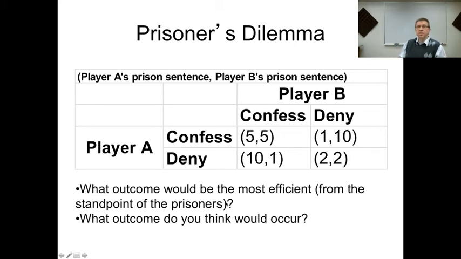So a couple of questions then to think about, and once again, you may want to pause this for a moment to think about these two questions. First question, what outcome would be the most efficient from the standpoint of the prisoners? And what outcome do you think would occur in this game? And for this, I want you to make the assumption that the only thing that matters is these payoffs that we see, that nothing else matters. What outcome do you think would occur? You may want to pause this for a moment to take some time to think about and jot down what you think the answers to these two questions would be.